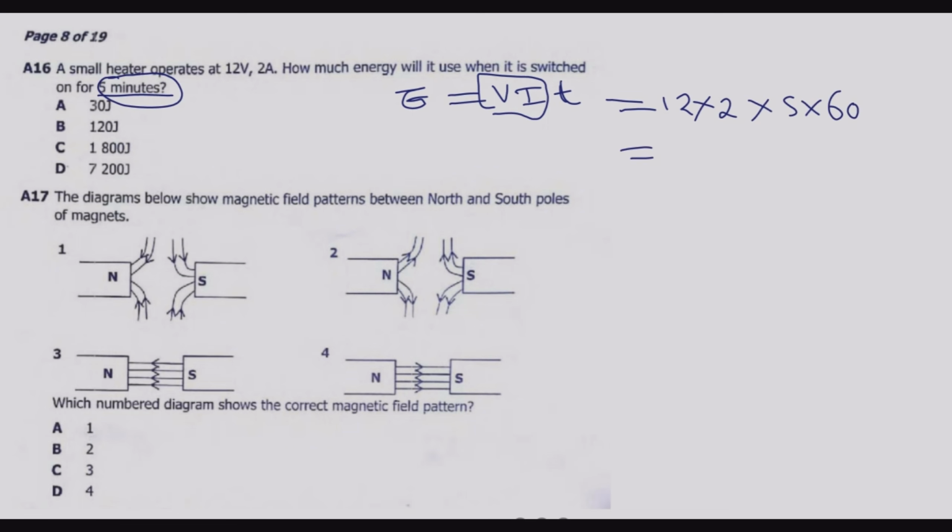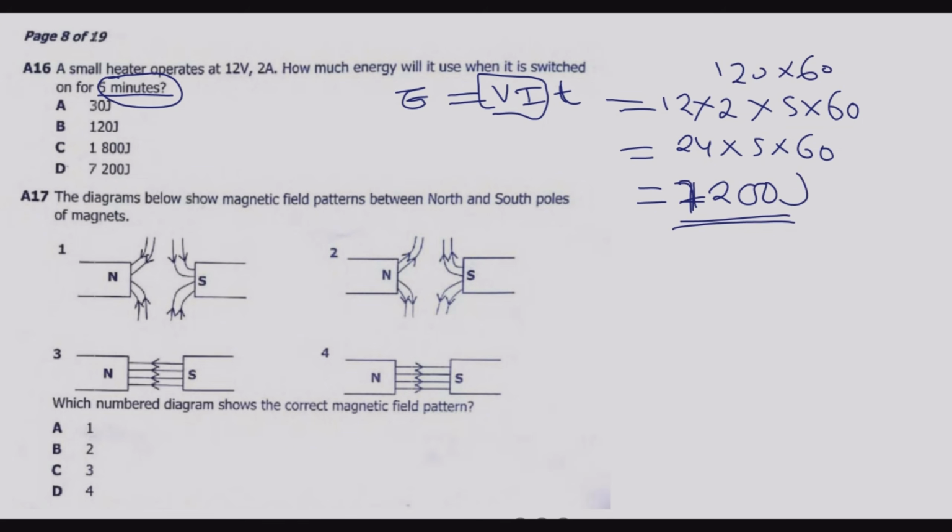So we end up with 24 multiplied by 5 multiplied by 60. If you multiply 5 by 24, it will be 120. So this 120 times 60 will give us 6 times 12 is 72. So it's 7,200 joules. So you notice D is the correct answer.